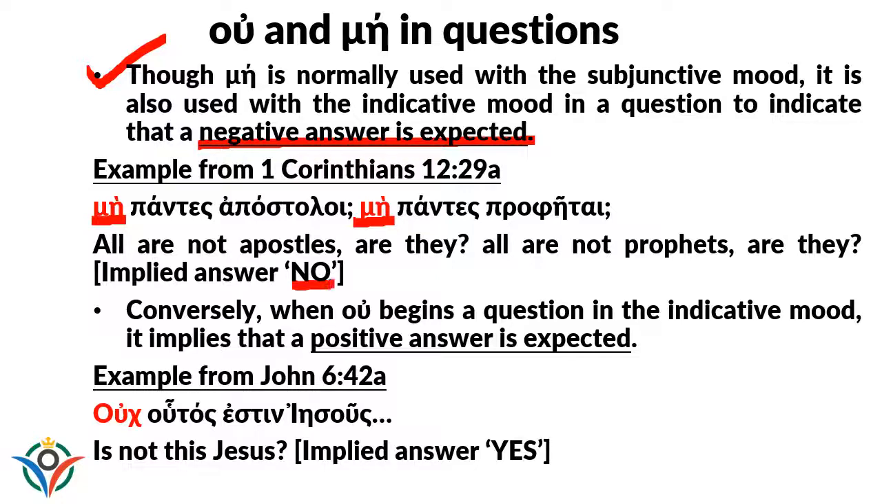answer is no. And then conversely, when ou begins a question in the indicative mood, it implies that a positive answer is expected. So here's a simple example from John 6, beginning of verse 42, where John writes, "ouch," which is a form of ou, "houtos estin Iesous," which we could translate as, "is not this Jesus?" And the implied answer for this question is yes, because a form of ou is being used with the indicative.